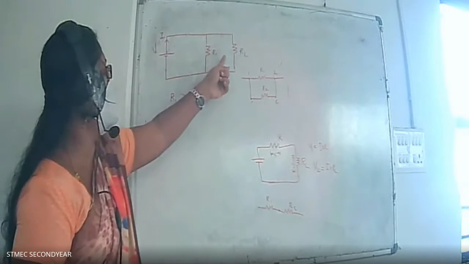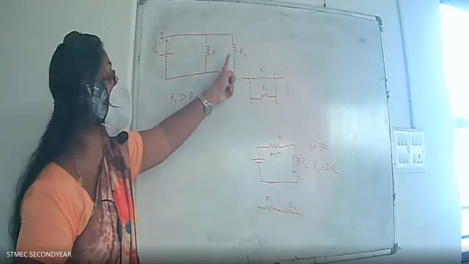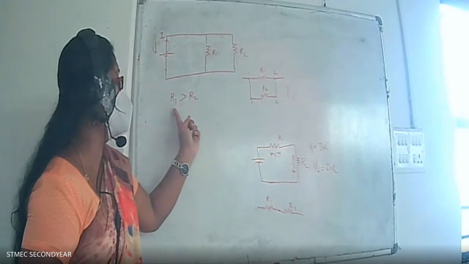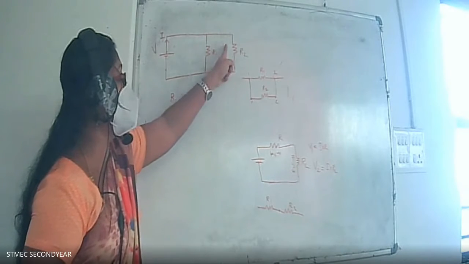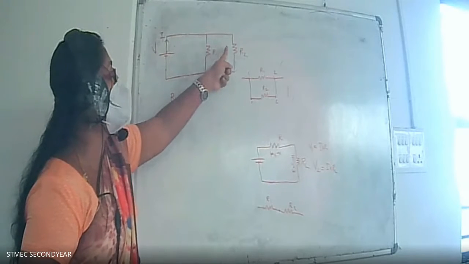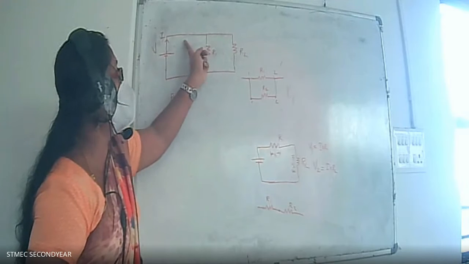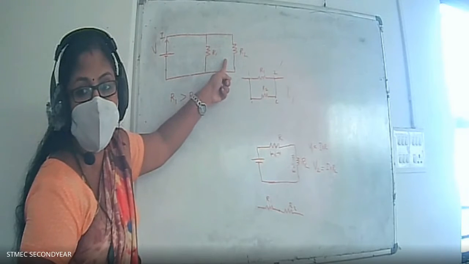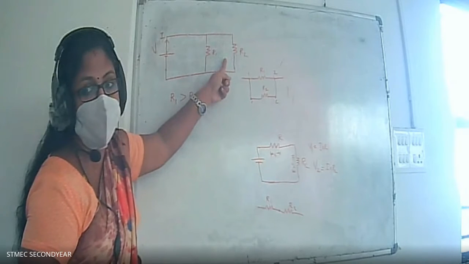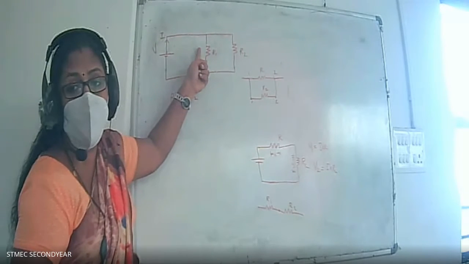So R2 will offer low resistance. What is its meaning? Then more current will be flowing through this R2, right? Since R2 is lesser than R1, the resistance is lower for this path and higher for this path. Since the resistance is lower for R2, more current will be flowing through R2. Since the resistance is higher, lesser current will be flowing through R1.